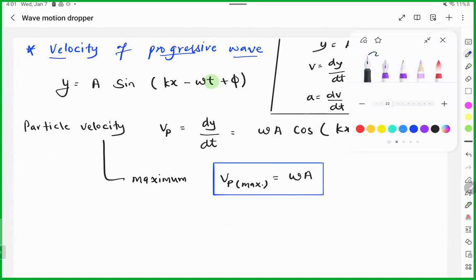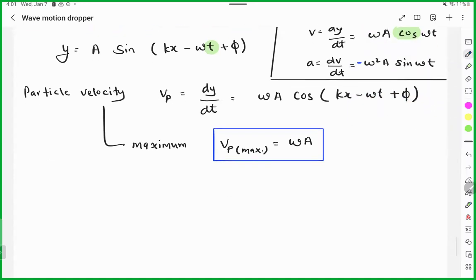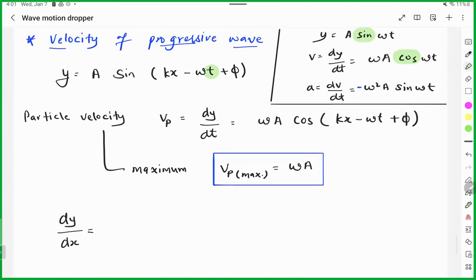But Barinder, if you want to calculate any position of the SHM, for example, if you differentiate with respect to x, what will be the value? Differentiation with respect to time, what's this? Barinder, what will be the differentiation with respect to x?